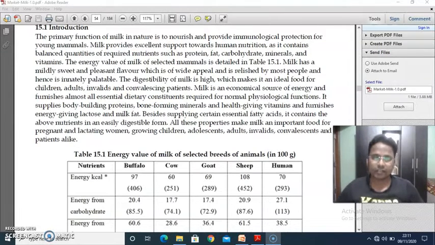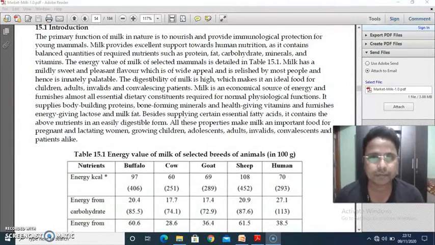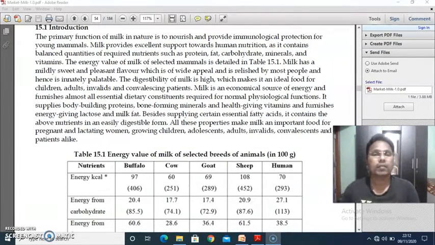Hello dear learners. In the previous lecture we have seen the introductory part of milk, the definition of milk and the various constituents present in milk, that is fat, protein, lactose, vitamins, minerals and moisture content of various species.